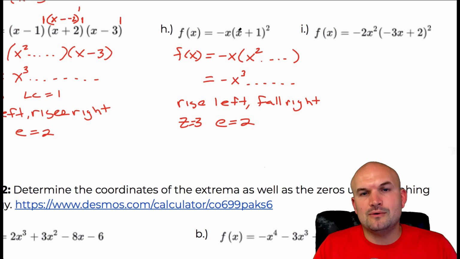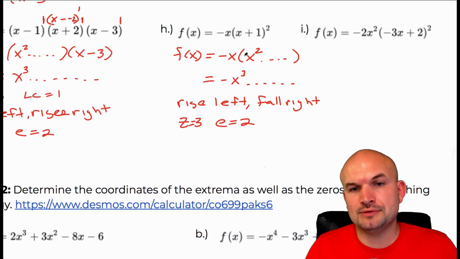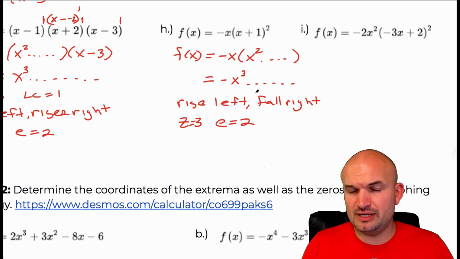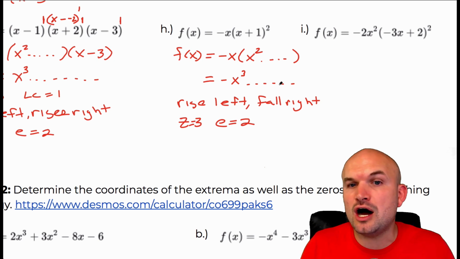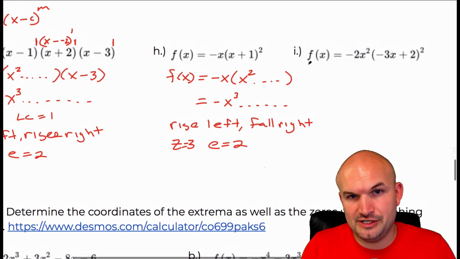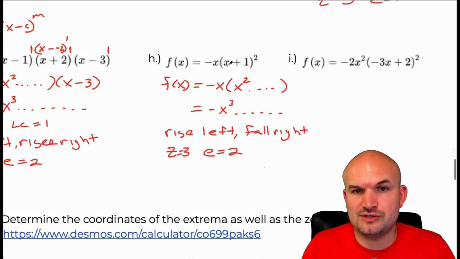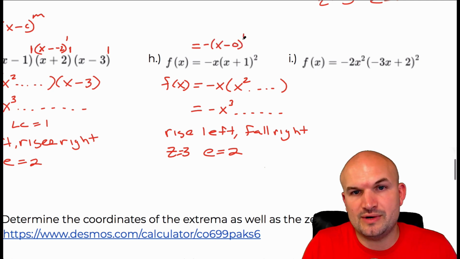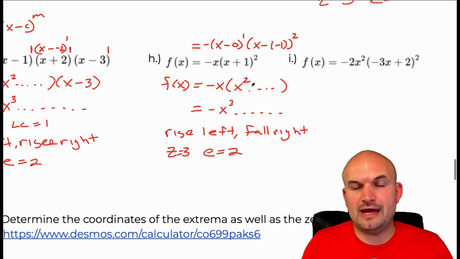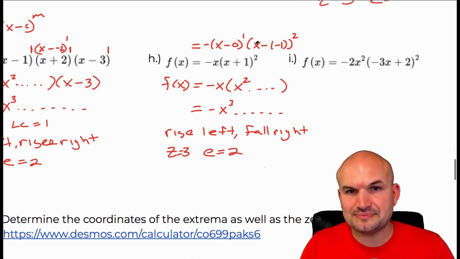Okay. Now, are these zeros written in factored form with multiplicity? And yes, they are. So let's go and take a look at how we can understand these written as zeros. Now, we could rewrite this by taking out this negative. So I could factor out the negative. I could write this as negative times x minus 0 raised to the first power times x minus negative 1 squared.